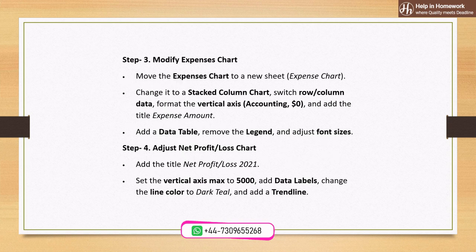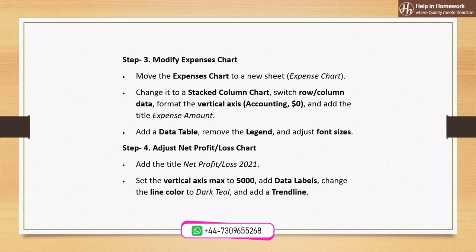Step 3. Modify the expenses chart. Move the expenses chart to a new sheet, Expense Chart. Change it to a stacked column chart, switch row/column data, format the vertical axis, accounting, $0, and add the title Expense Amount. Add a data table, remove the legend, and adjust font sizes.